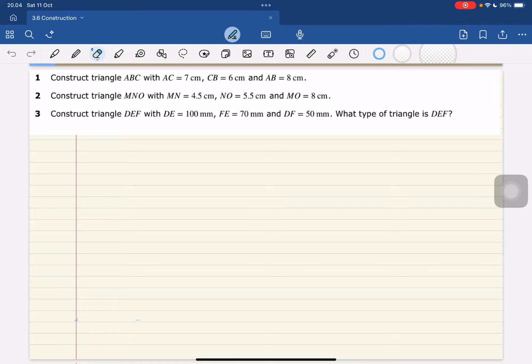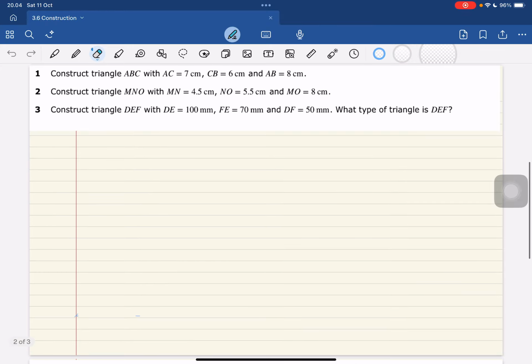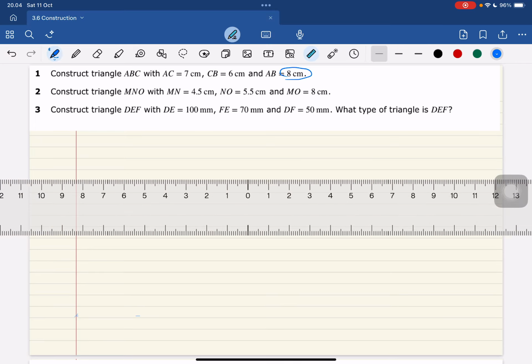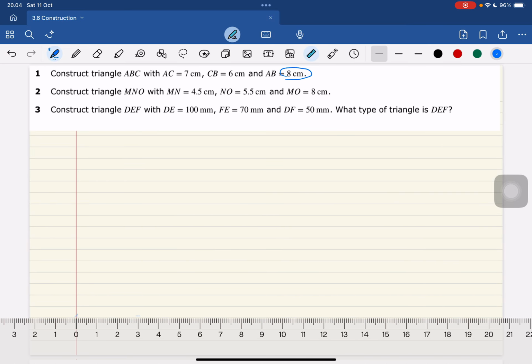Hi, in this video I'm going to solve practice questions for construction. Number 1: construct triangle ABC with AC 7, CB 6 and AB equal to 8. We will start with the longest line, 8 centimeter. We have the ruler here. So this is 8.